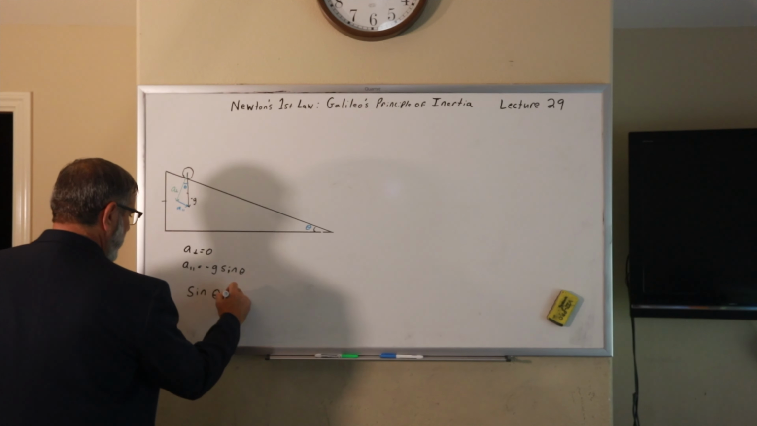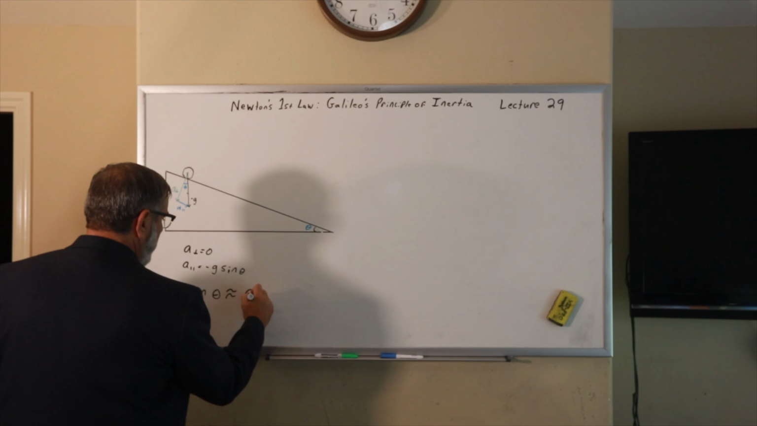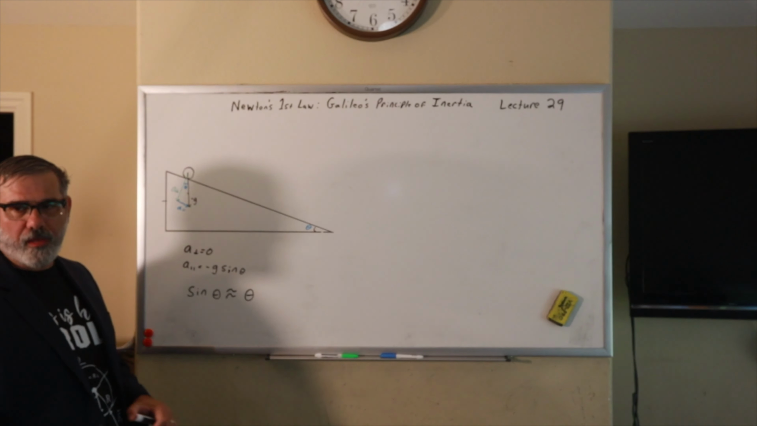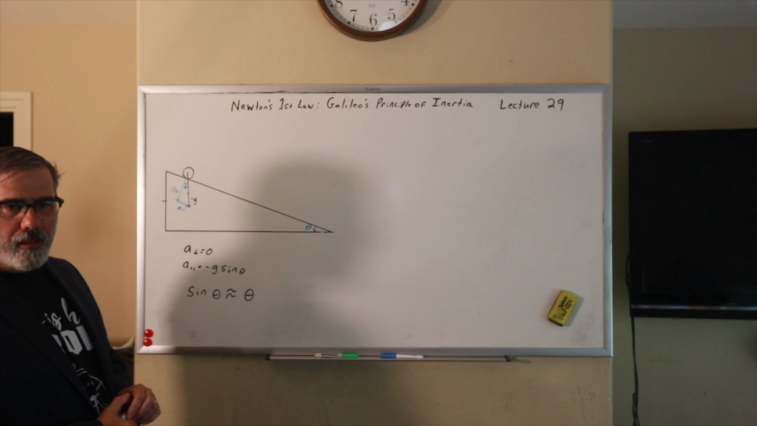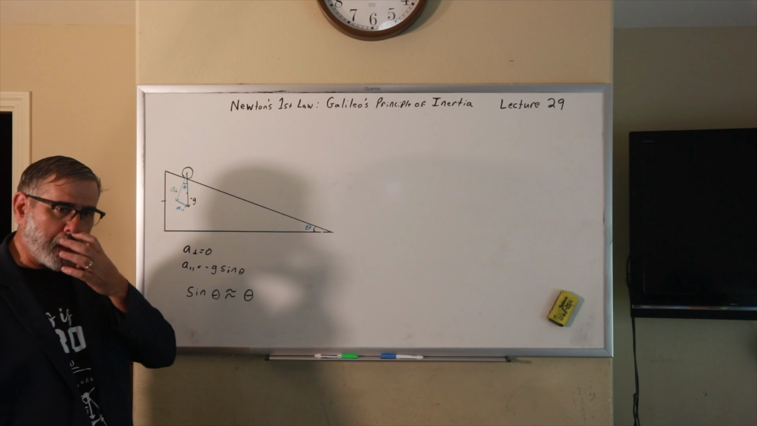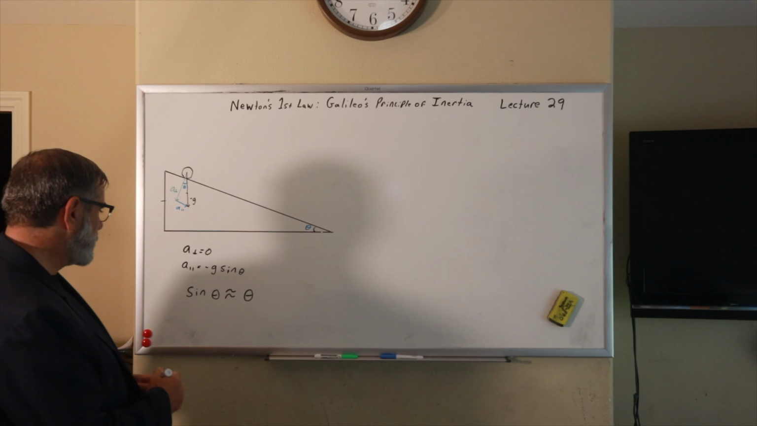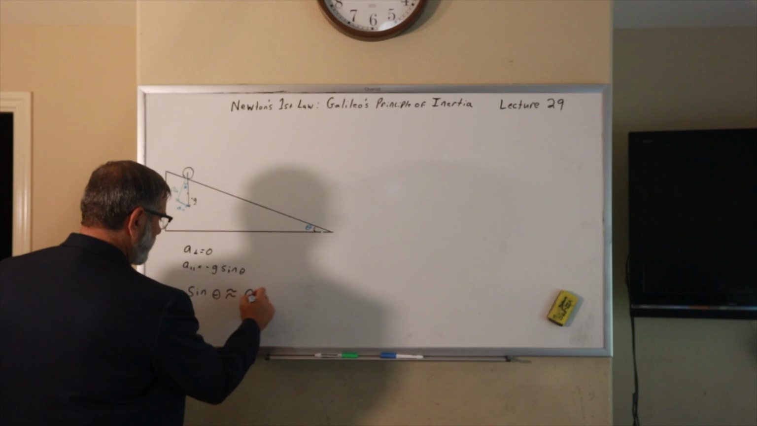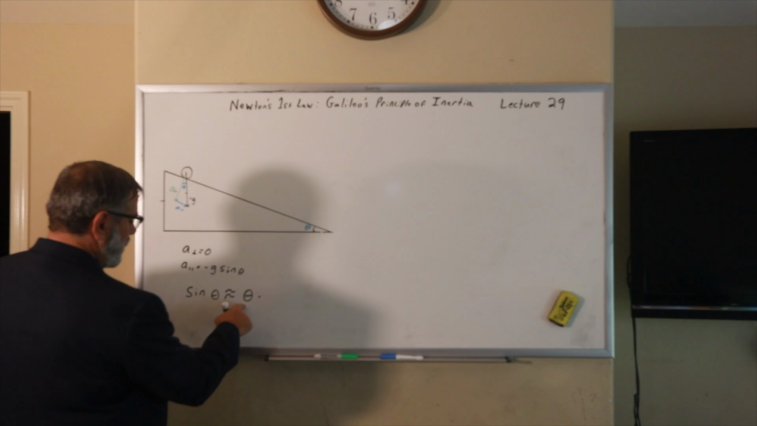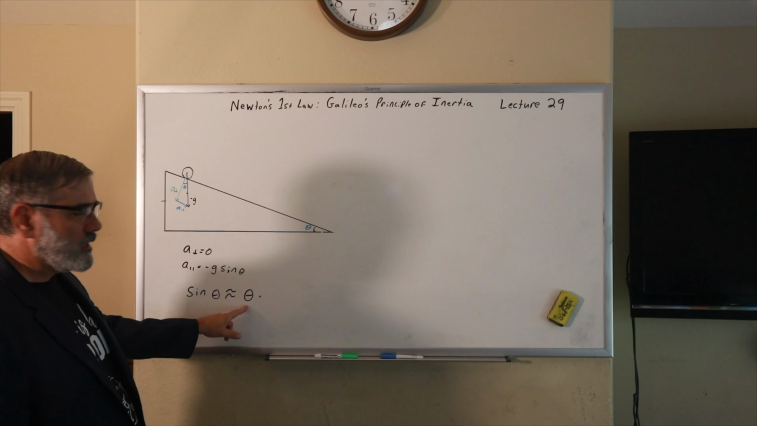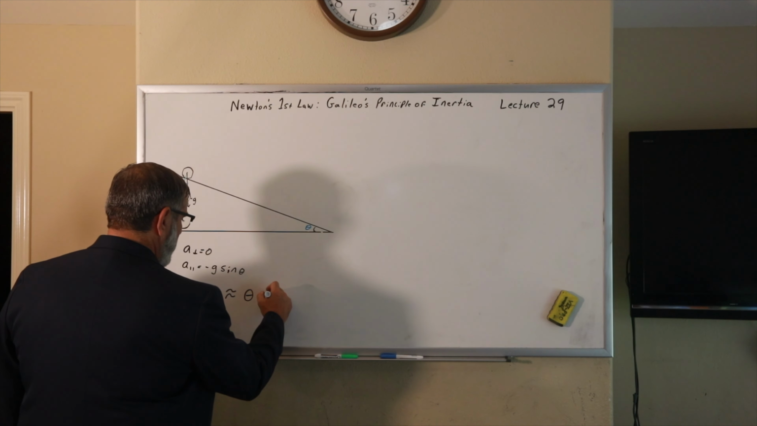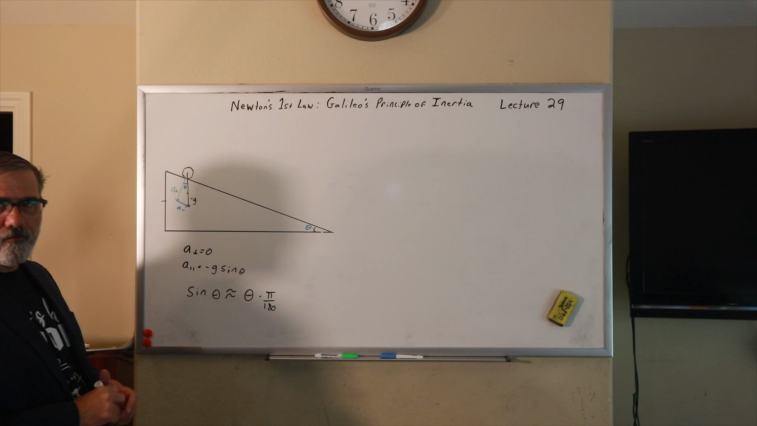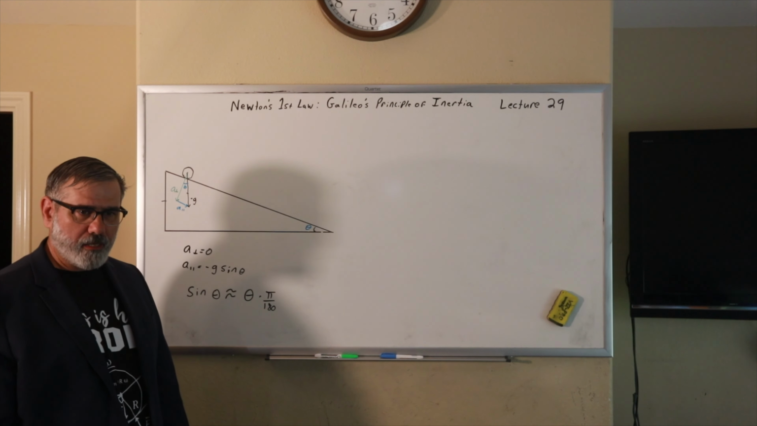I'm not going to prove it, but I'll just show you. The sine of theta is approximately equal to theta for small angles. Now, this is in radians, though. It does not work in degrees. To do it in degrees, if you specify theta in degrees, then you have to multiply it times pi over 180, to convert it from degrees into radians.